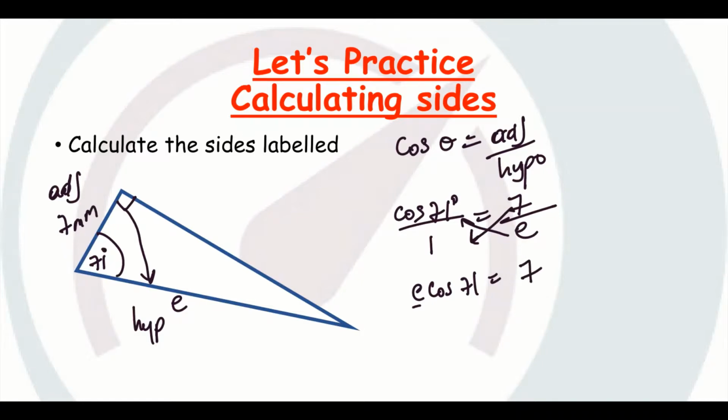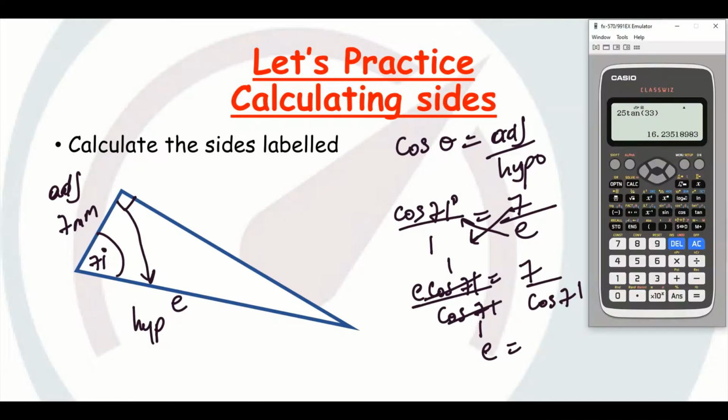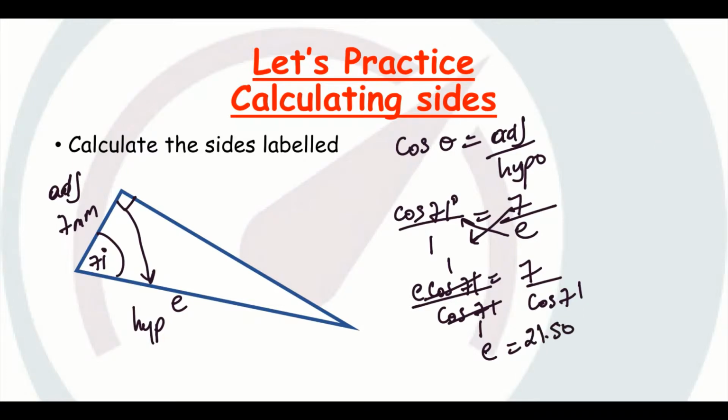We want to find E. We're going to divide both sides by cos 71 in order to find E. So cos 71 into cos 71 goes 1 time, so we're left with E is equal to 7 over cos 71. Let's clear our calculator: 7 over cos 71, and that gives us 21.501, because we said 3 decimal places. And that would be millimeters.